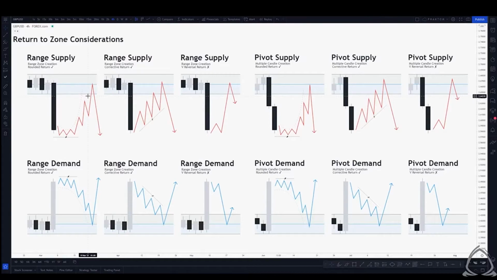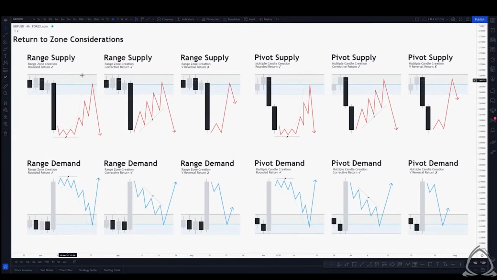Now the next step is seeing how price actually returns to that zone and what that means to me. So there's three different ways that price is going to return to a potential supply or demand zone. We have a rounded return, a corrective return, or a V reversal return. And each one of them has their pros and their cons, and we'll go through those right now.